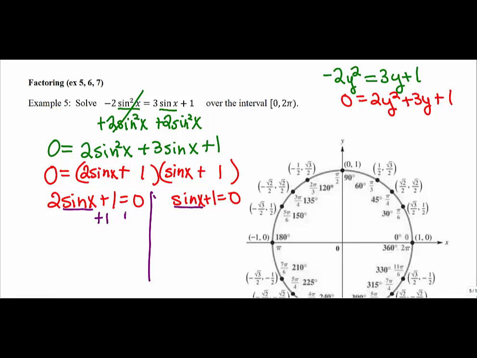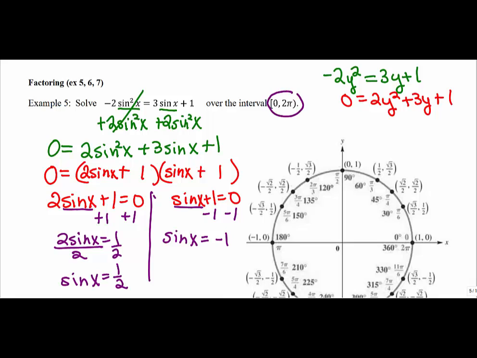So we'll add 1 to both sides, and then divide by 2. So now we have sine x is equal to 1/2, and then in this equation we're going to subtract 1 from both sides, and we get sine x is equal to minus 1. And we're asked to solve this equation over the interval from 0 to 2 pi, so we are working in radians.